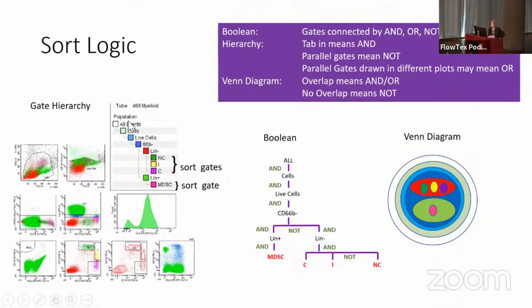This is the Boolean version of this same thing, where we have all cells, live cells, CD66B, and then a NOT, because the LIN positives and the LIN negatives are not going to be sorted in the same selection. Some people like this as a Venn diagram. As a correctly done Venn diagram, what you can see is that we're not getting any overlap in our sort populations. So we want to make sure we have this and not a situation where there's overlap. When you do have overlap, those are conflicts, and those conflicts on most sorters will not be sorted. In some sorters, they will be sorted to the first population, usually the left.